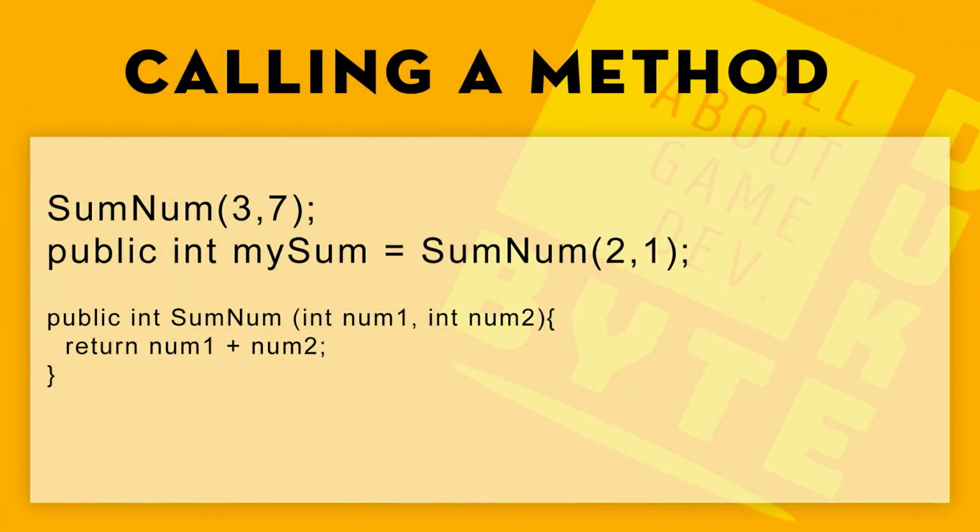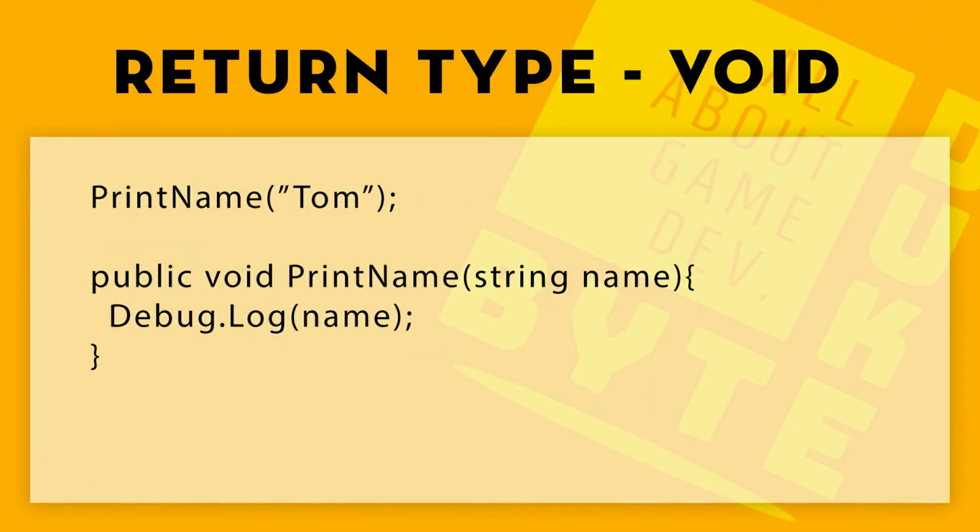To call a method, write the method's name followed by parentheses and ended by a semicolon. In parentheses, enter values for method parameters. If the method returns a value, then it should be stored in a variable. If the method doesn't return a value, then its return type is void.